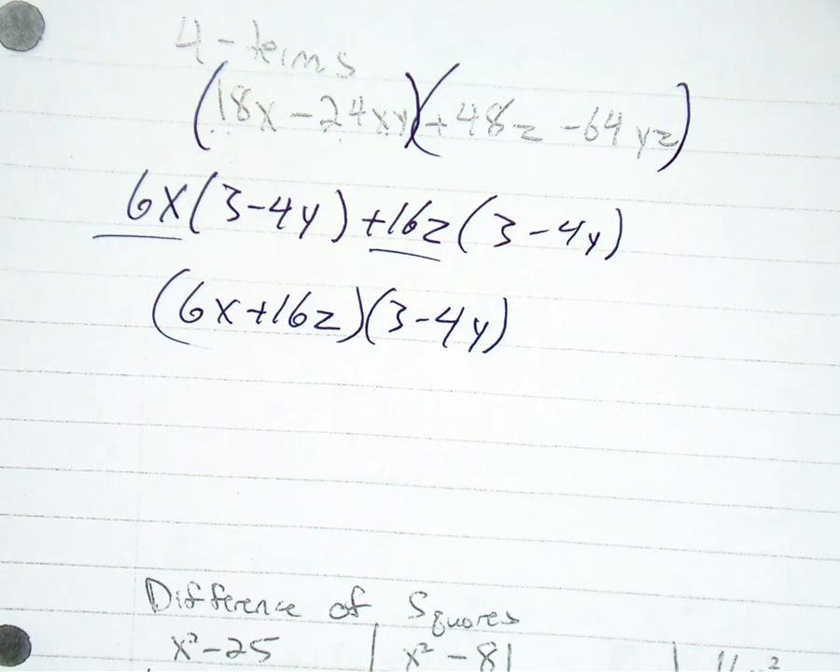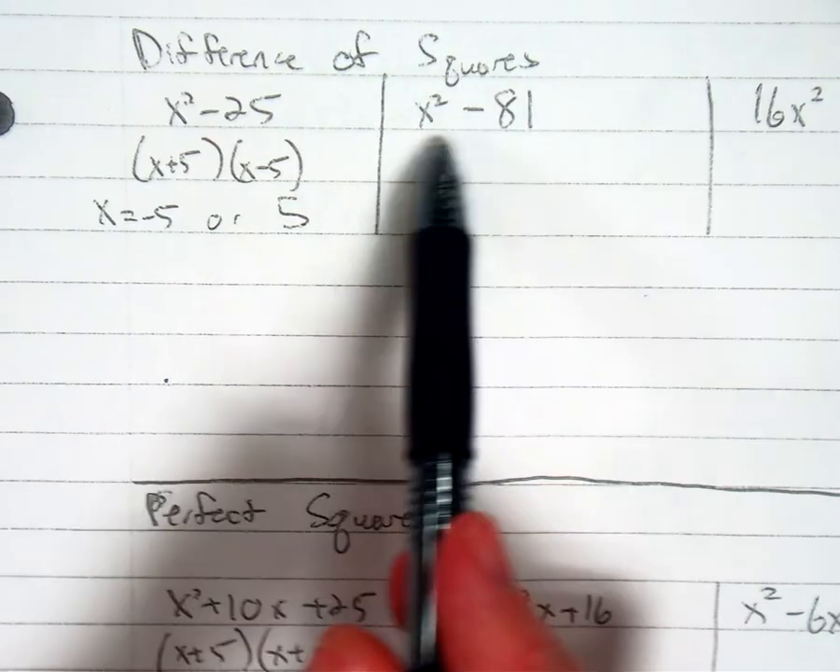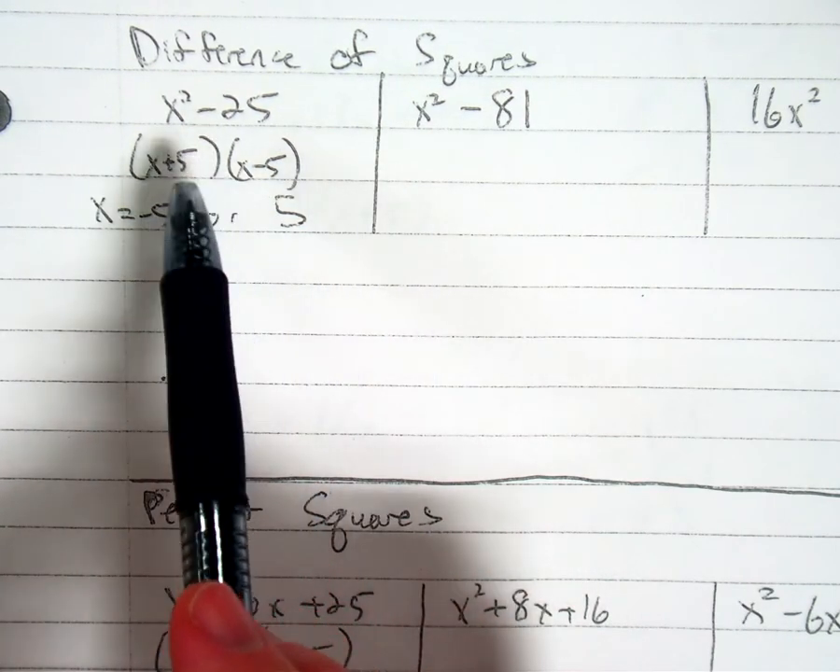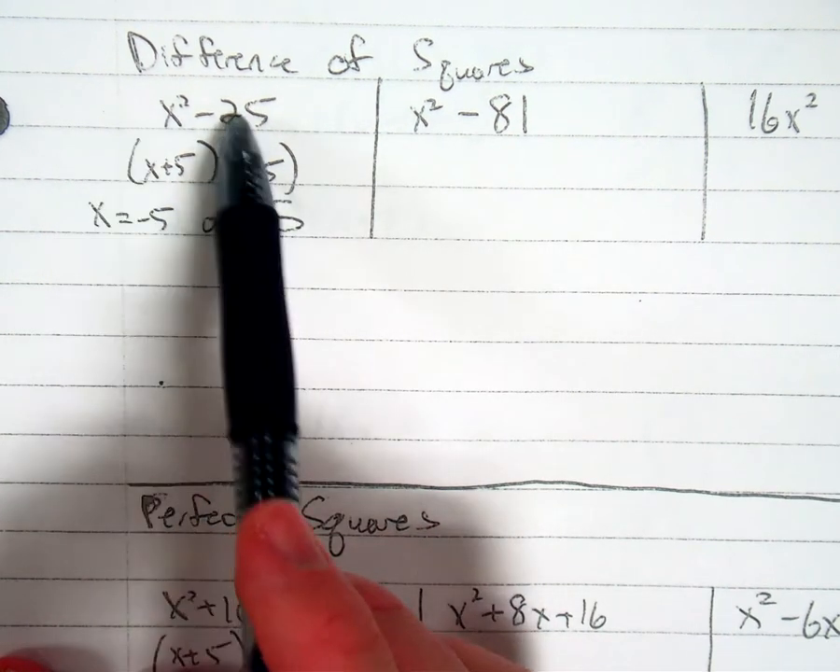Alright, another special type of problem, difference of squares. Now, a sum of squares only works if it's a difference of squares. So this is another little strategy, a little shortcut if there's two things.